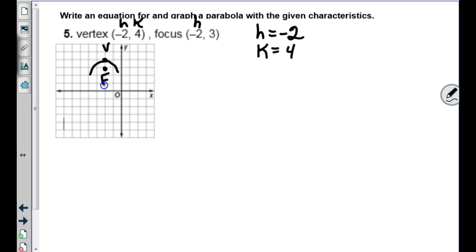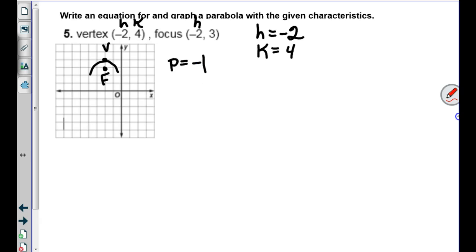Actually, I can write the equation already. Does anybody know why? Not because I'm the math teacher, but what does this distance tell me? Yeah. P is what? 1 unit. Actually, because it's opening down, P is -1.